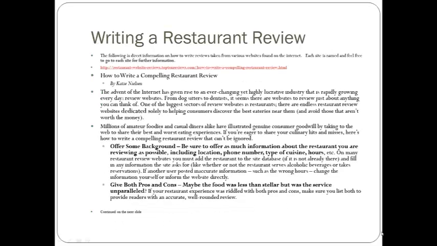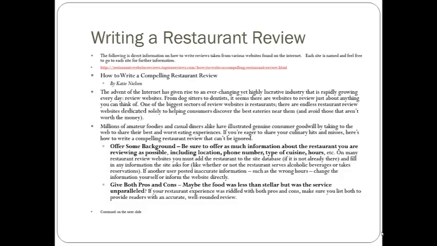Writing a restaurant review: feel free at any point just to pause and read this yourself. Although I'm just going to tell you that on this page, what really is important to notice is that you do need to offer some background as to the restaurant. Let us know the location. Where are you coming from? Are you in Brooklyn? Are you in Queens? Are you in Israel? Are you in Los Angeles? Are you in out-of-town places? Let us know as much information about the restaurant as you possibly can. Give both pros and cons.